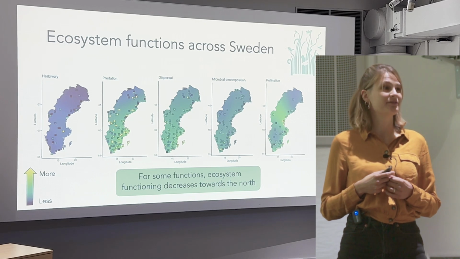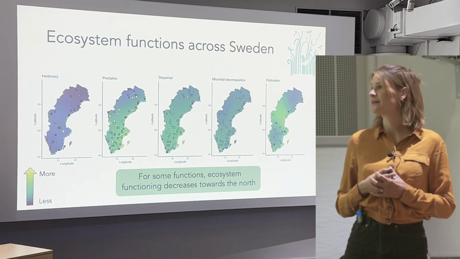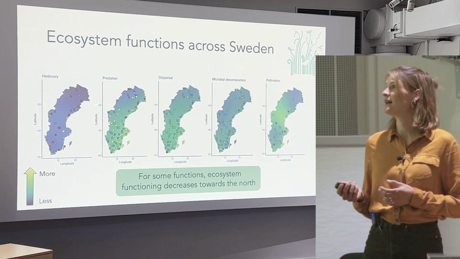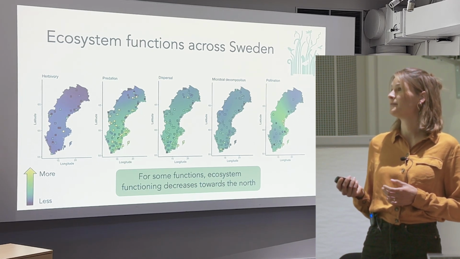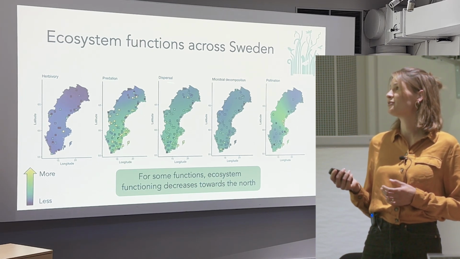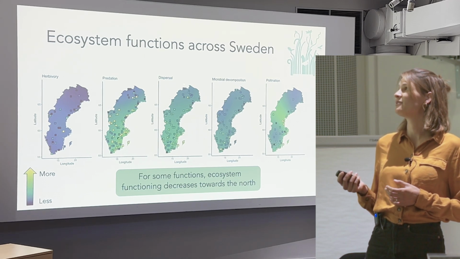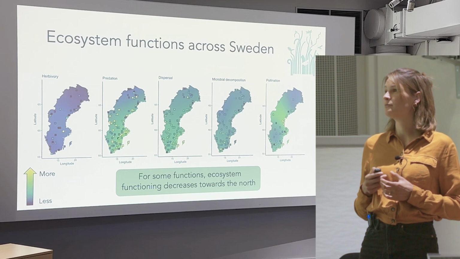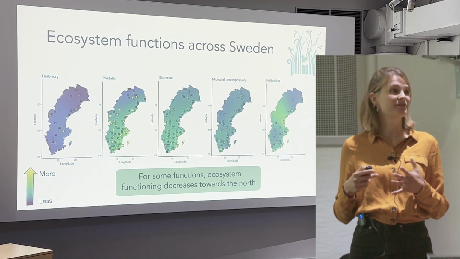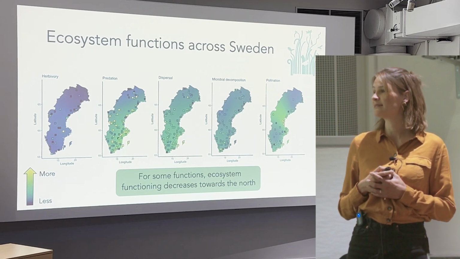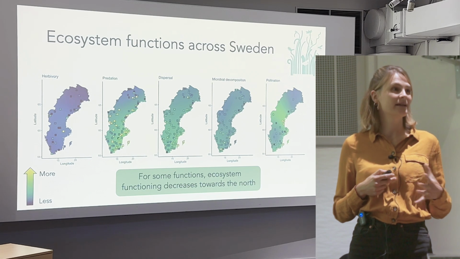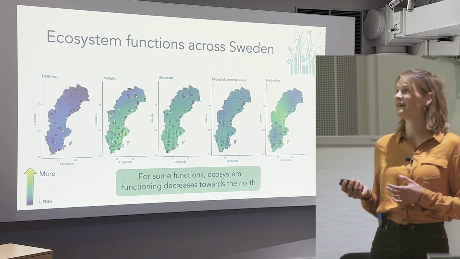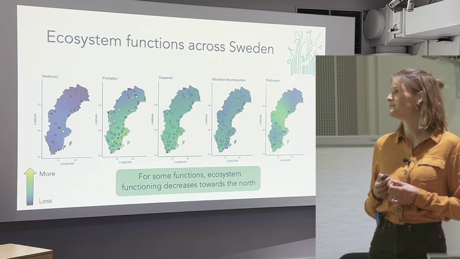So how are ecosystem functions spread across space? Here you can see the results for Sweden. On these different maps, you can see the spatial distribution of each of these functions: herbivory, predation, dispersal, microbial decomposition, and pollination. The more yellow the color is, the more of this function is happening at a certain place. And the more blue, the less of this function is happening at that place. And the squares are representing the sites where these experiments were done.